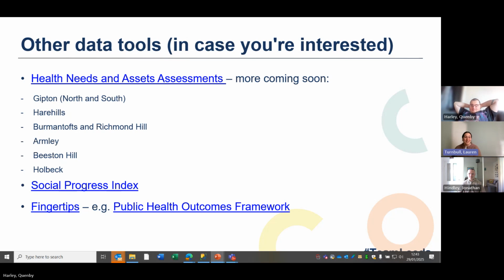John mentioned the health needs and assets assessment. Those are on the observatory, and I think Ruth has posted the link in the chat. And there are more coming. The team are really busy at the moment writing these assessments for lots of different areas. So we've got Gipton, and that's split into Gipton North and Gipton South and Killingbeck Park. We've got Hare Hills, Burmantofts and Richmond Hill, Armley, Beeston Hill and Holbeck. All of those will be coming, and I'm sure they can be shared through the LCPs.